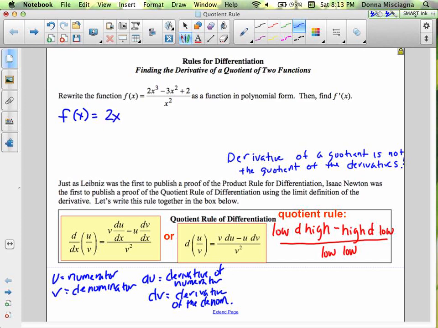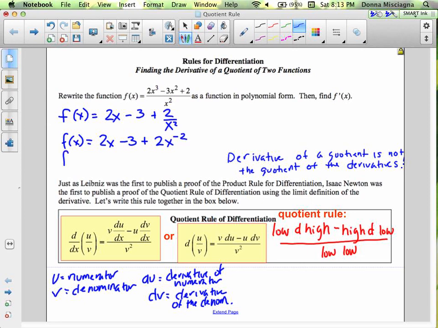Negative 3x squared divided by x squared is just going to be a negative 3. And 2 divided by x squared is going to be, well, 2 divided by x squared. But we need to rewrite that. So once we reduce, that's going to be 2x minus 3 plus, we need to rewrite that with a negative exponent so that we can use the power rule. So that'll be 2x to the negative 2.